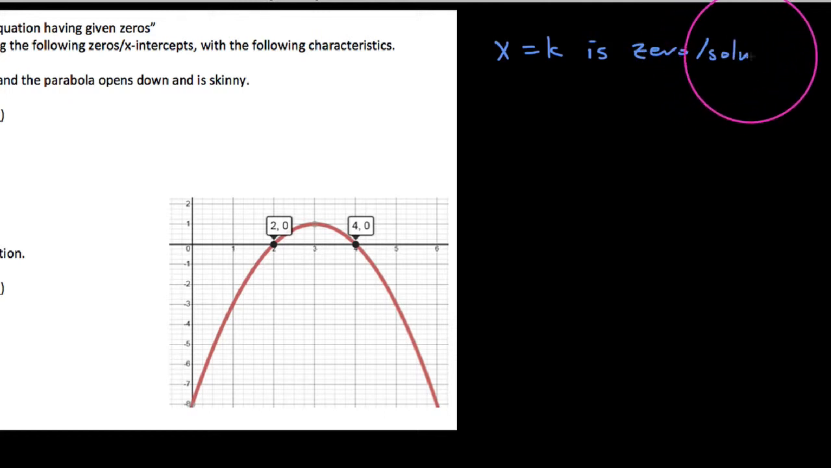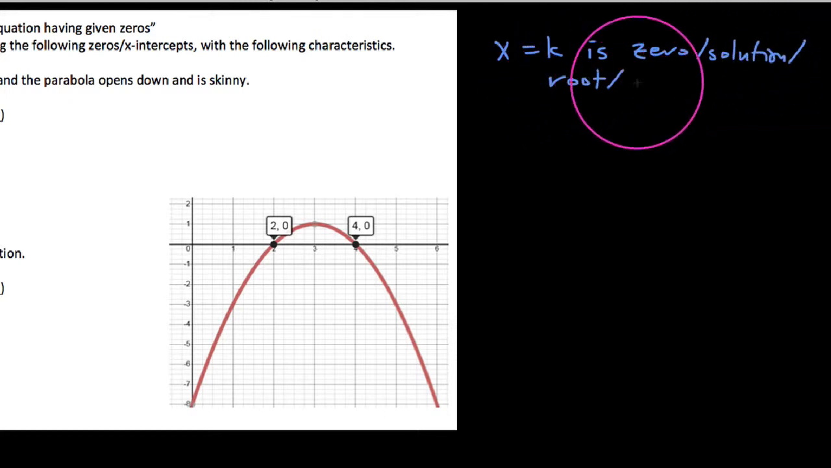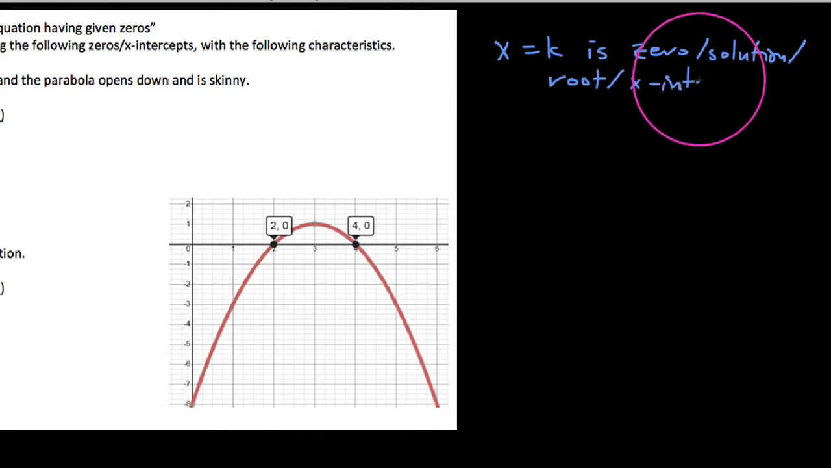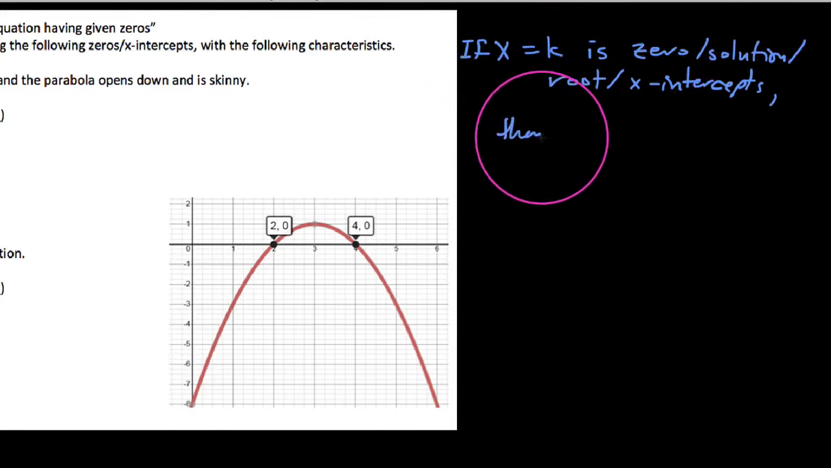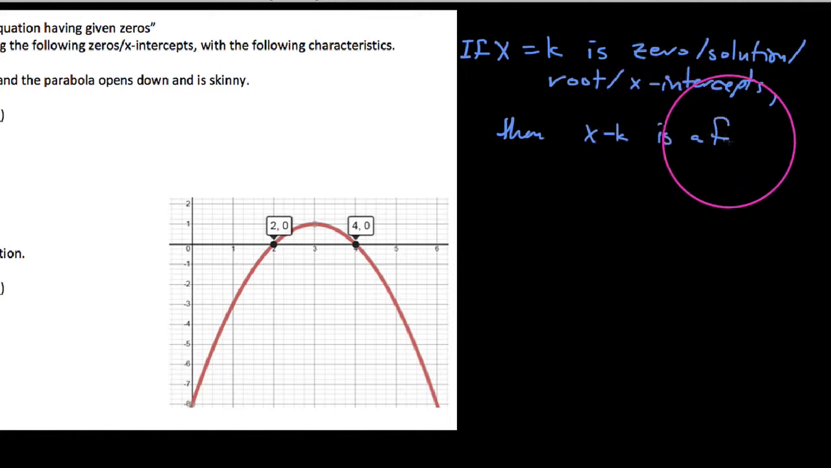We also called it a solution. We also called it a root. We also call these, of course, x-intercepts. If this is the case, then the conclusion we can draw is this: then x minus k is a factor.